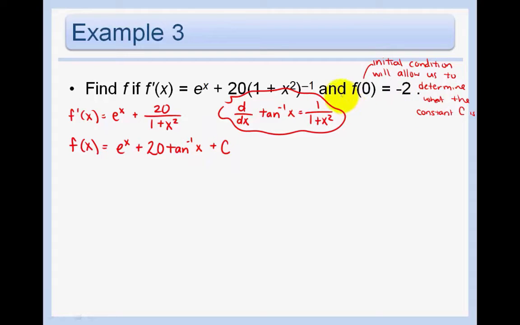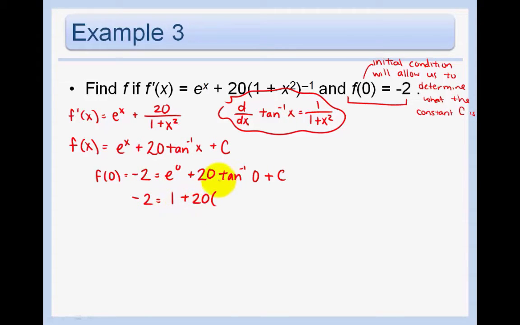And then we use our initial condition. We know f of 0 equals negative 2, which equals e to the 0 plus 20 arctan of 0 plus c. And so we have 1 plus 20 times... What is the angle whose tangent is 0? What is the angle whose y over x coordinate on the unit circle is 0? That's just 0.